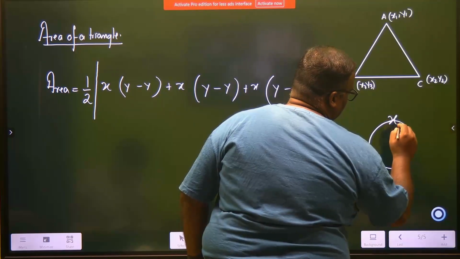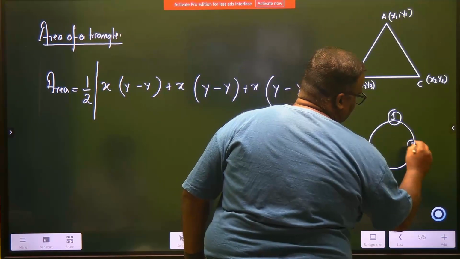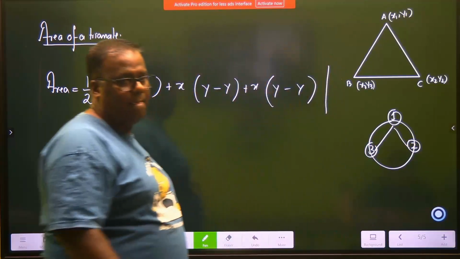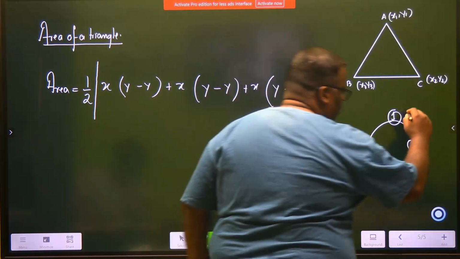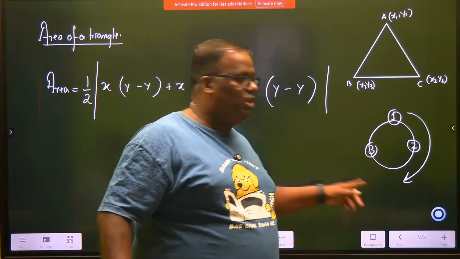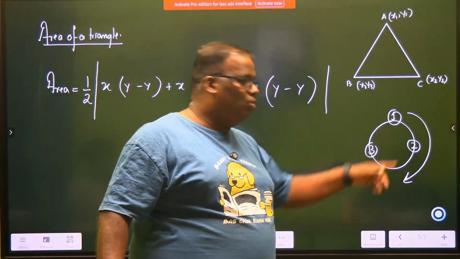And make the logo of Mercedes-Benz. And you write 1, 2, 3. Just like a Mercedes-Benz logo. 1, 2, 3. Okay? Now you move in this order. Start from 1 and move in this order.